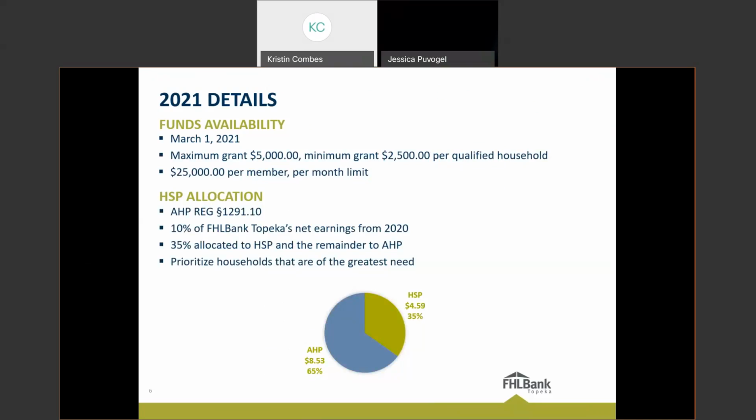Many members ask where the grant funds come from. Federal regulation requires FHLBanks to allocate 10% of their net earnings to affordable housing. 35% of those funds are allocated to HSP. This year, there is $4.59 million available. Due to the unprecedented events of 2020, the allocation is significantly less this year than it was last year. Because of this, it is more important than ever to prioritize households that are of greatest need. If you have any questions about this or would like to discuss specific household details, please email or call us.